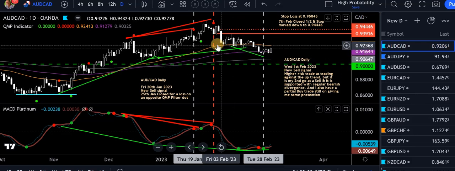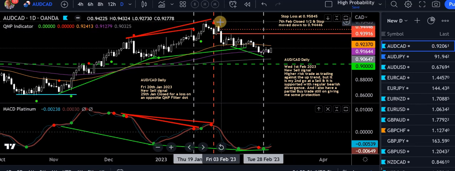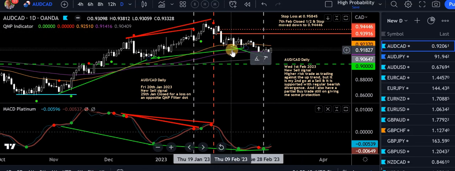So the last trade was the sell trade here on the 1st of Feb. You can see it there. So we took a screenshot there. It went against me right from the get-go. My original stop would have been up here somewhere. And here's my 7th of Feb closed half. So I reckon it'll be in here somewhere on the open.